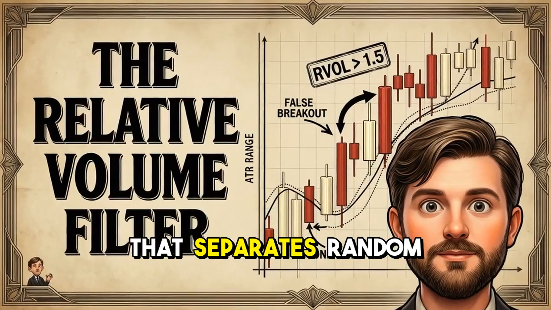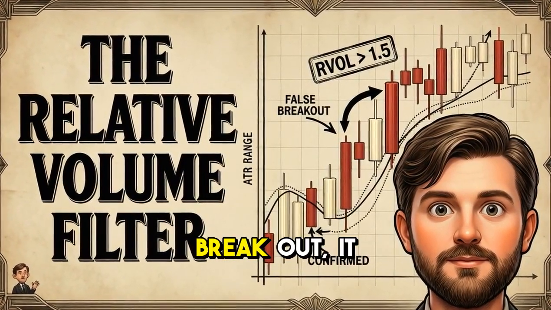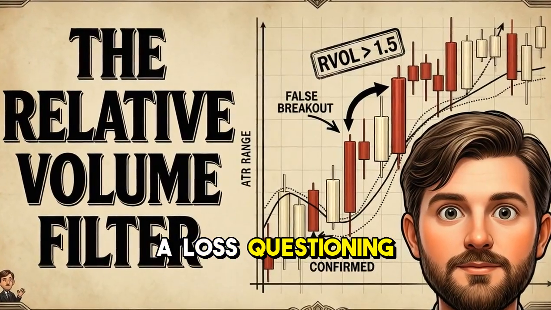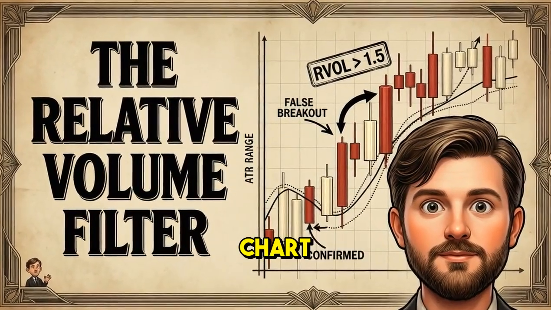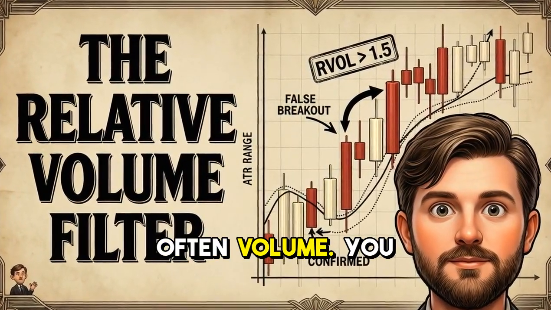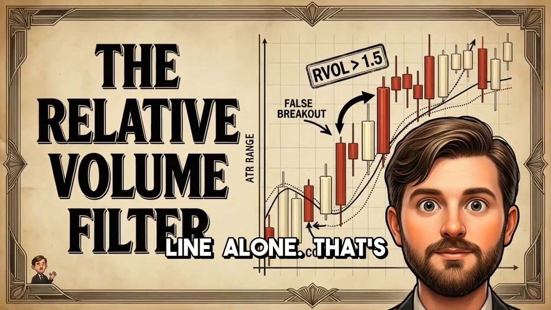This last one is the filter that separates random trades from high-probability ones. You take a breakout, it rips, then evaporates. You're left holding a loss, questioning your timing. The chart looked perfect, but something was off. That something is often volume. You can't see participation on a price line alone.